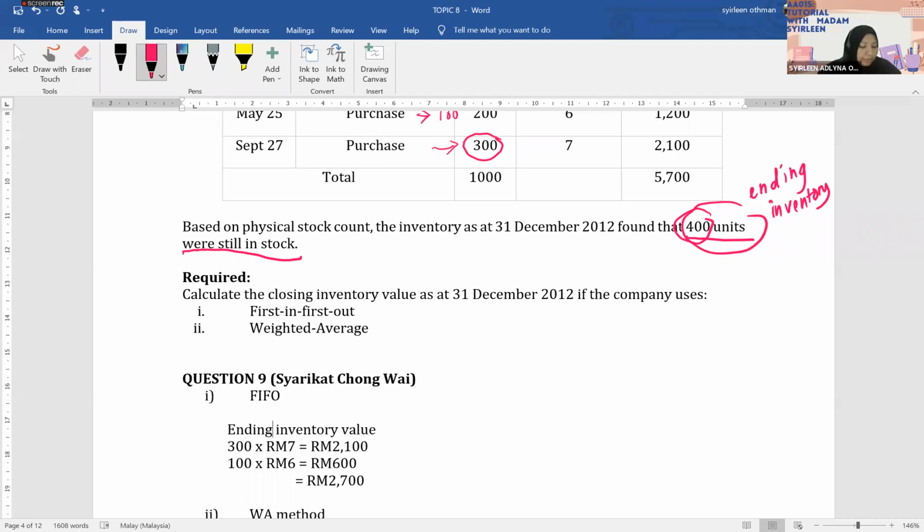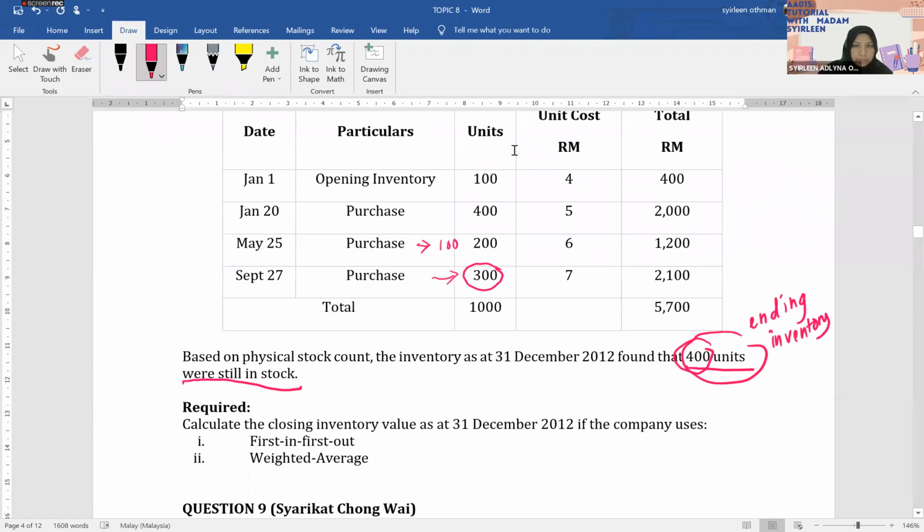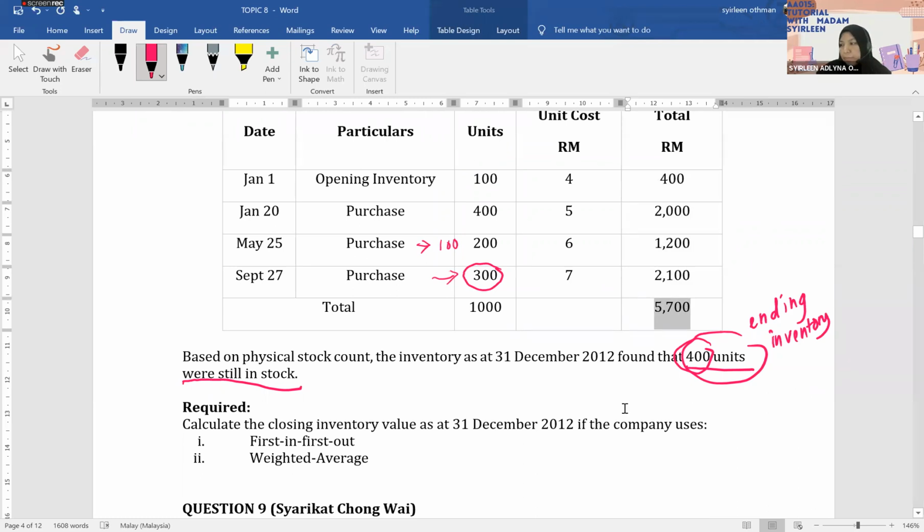Okay, alright, ada apa-apa nak tanya? Tak ada. Okay, average cost. Dia cakap Jerman kat sini. Okay, cost of good available for sale bahagi dengan total unit available for sale. Okay, cost of good available for sales, that mean you campur semua lah. Okay, actually tak payah campur pun, sebab dah kira dah dekat bawah tu 5,700. It's a very simple question actually.